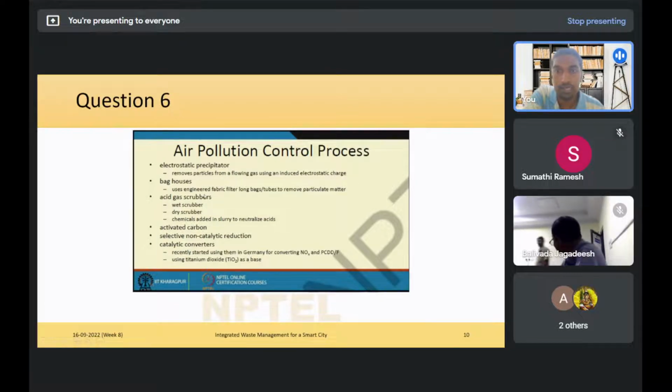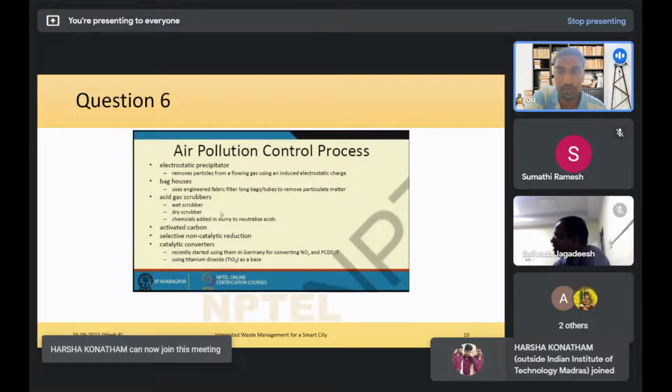And for our acid gases, we use the different scrubbers, wet, dry, or some chemicals. And we have other techniques such as activated carbons or catalytic reductions and so on.